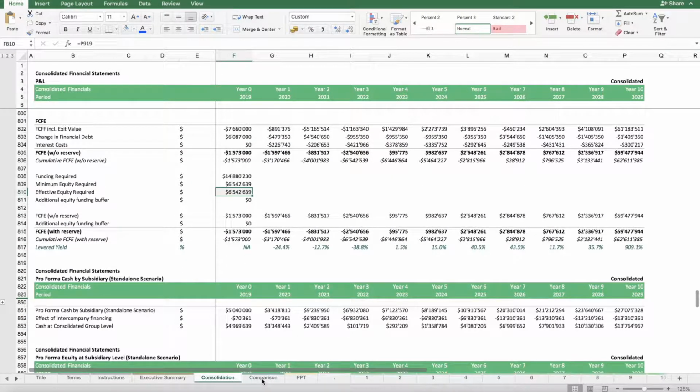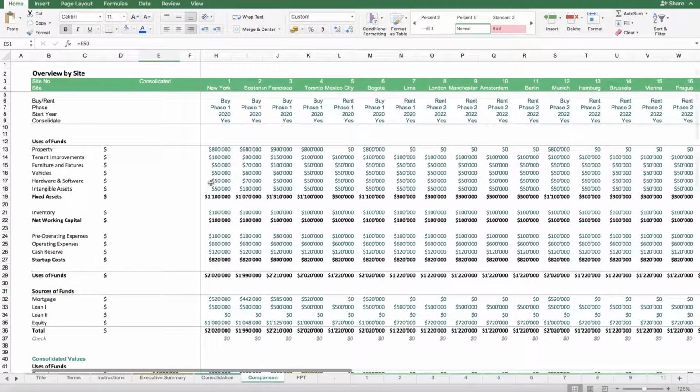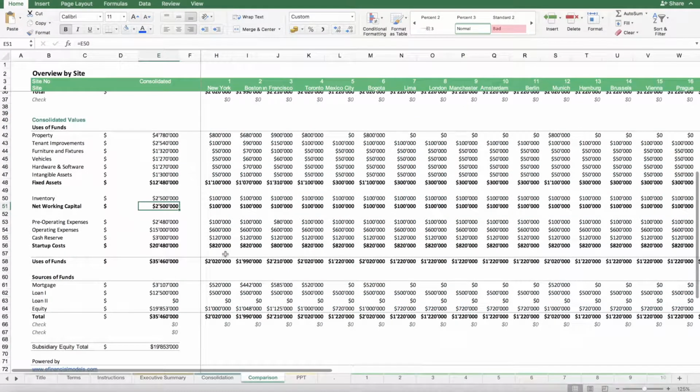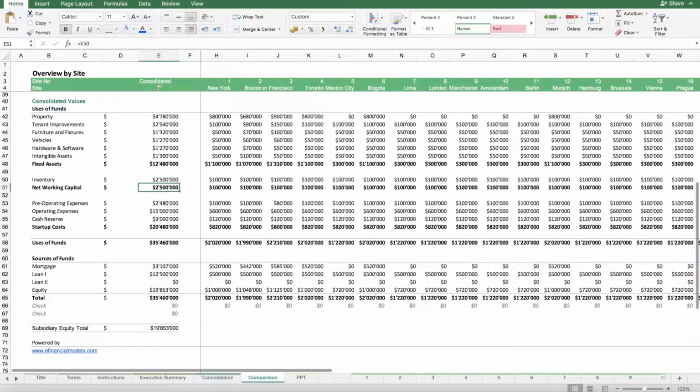Then another sheet is a comparison sheet. This is more to sum up the uses and sources of funds. We go site by site and list what is the required budget. Then, depending on whether a site is consolidated in our business or not, all which are consolidated will go into our planned allocations of uses and sources of funds.